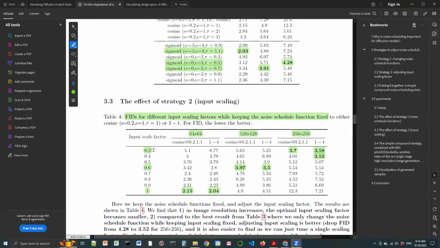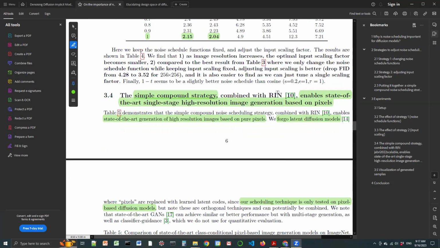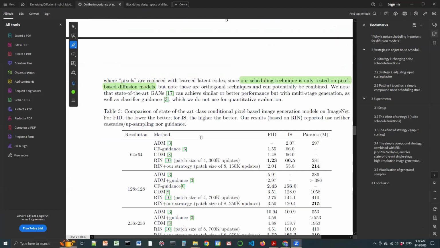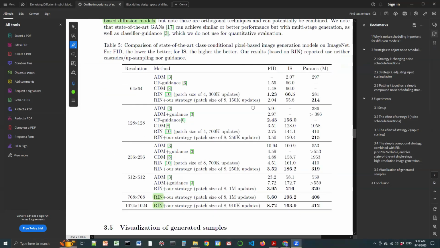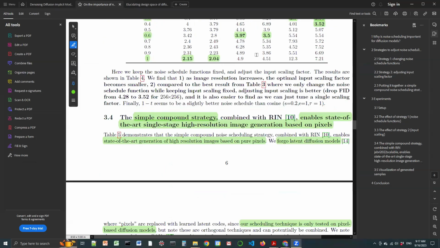And they're showing you that it's the same thing with the scale factor. You get a different scale factor for different sizes of images for the best results. And then they implement it with the recurrent interface network and show results, but this is not so important for us. What is important is that this paper has shown that a couple of things we have been playing with, which are scheduling of noise as well as the scaling, are both very important to get the best results.